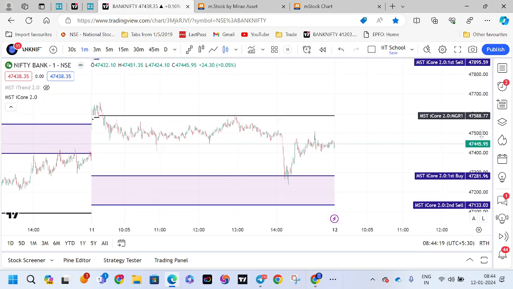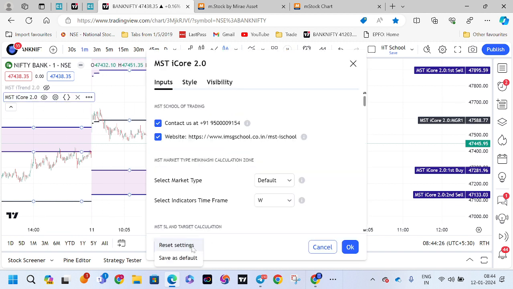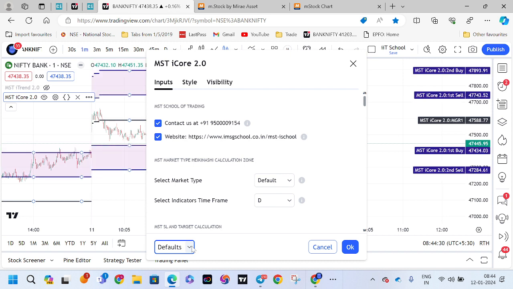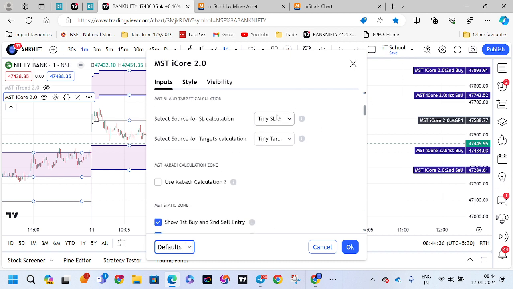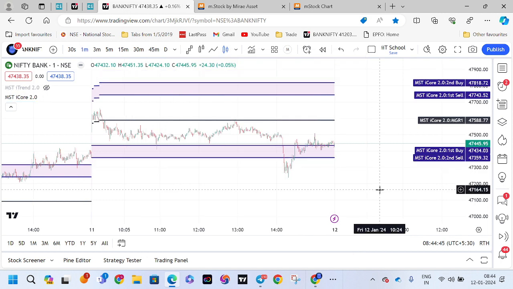After that, what you are supposed to do is go to the settings and give a reset settings. Okay, before trading for the day you have to reset every day so that you will not get any confusion. Now since we are trading in the Bank Nifty, we have to reduce our stop loss to tiny to stop loss and target also tiny to targets. These 2 settings only you have to do.